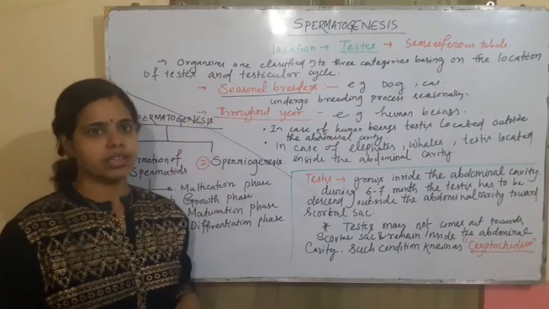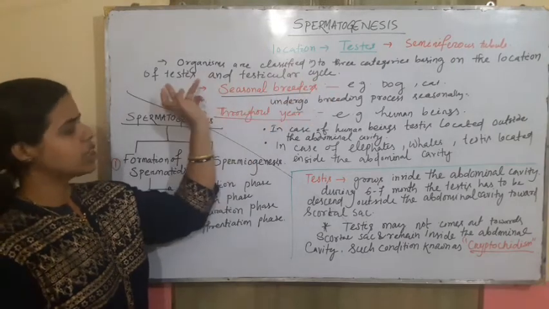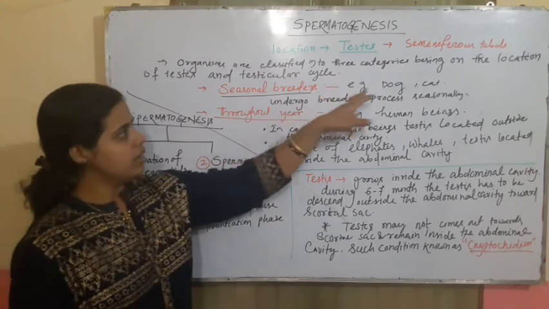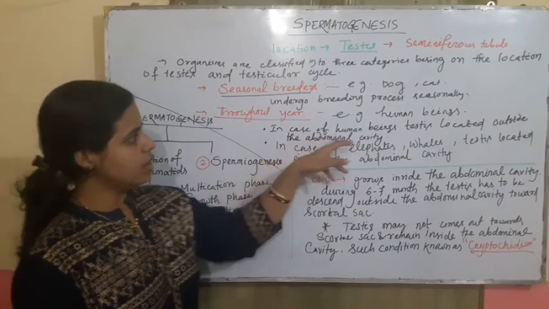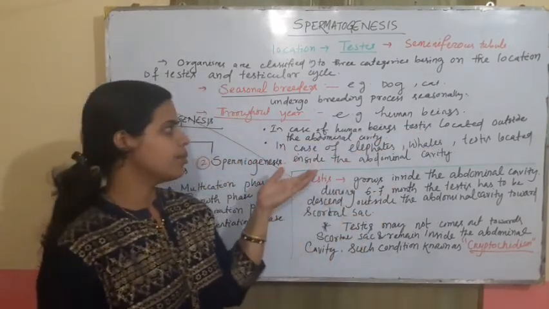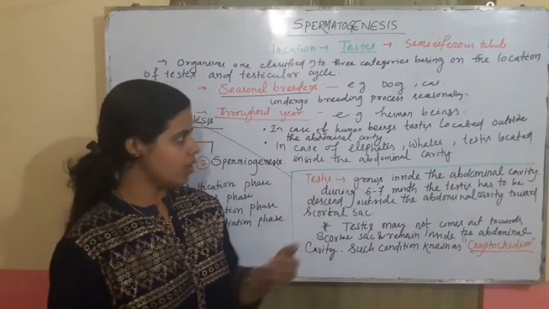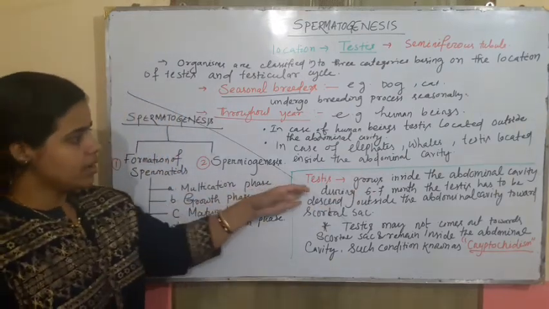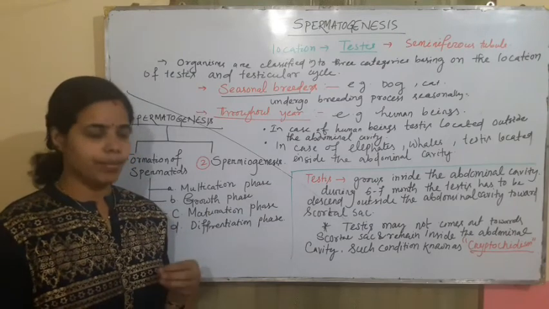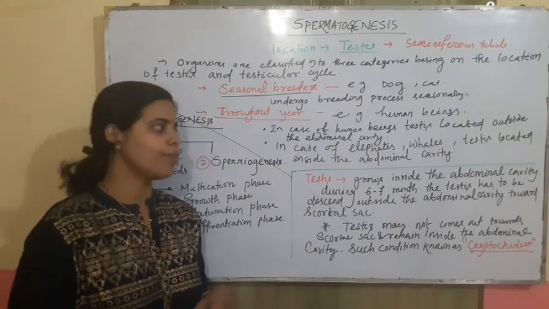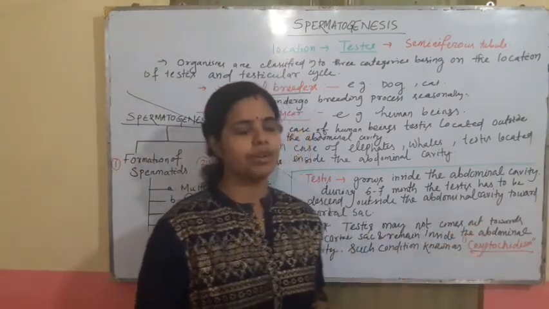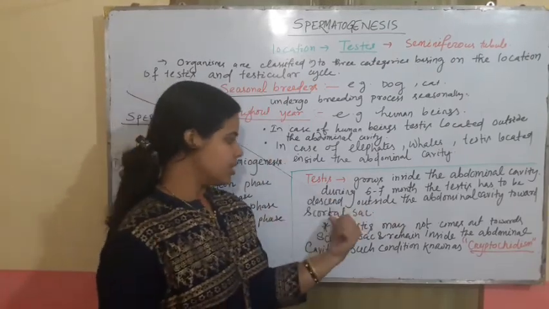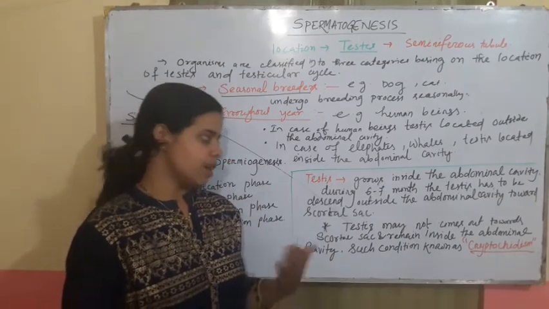Organisms are classified into 3 categories based on the location of the testis and the testicular cycle: seasonal breeders, breeders throughout the year, and so on, and some examples are given. In some organisms the testis may be located inside the abdominal cavity. The testis develops inside the fetal embryo; during the embryonic or fetal development, the testis lies inside the abdominal cavity, but during the 6 to 7 months of the gestation period, it has to descend outside and come into the scrotal sac.